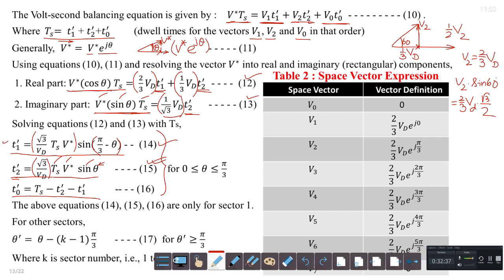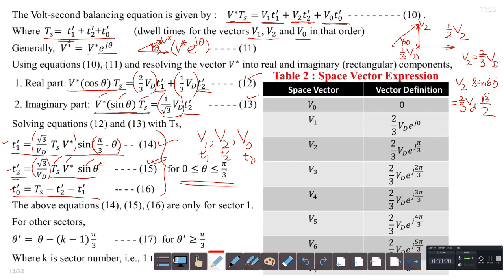T1 dash, T2 dash and T0 dash are the dual times for voltages V1, V2 and V0 when the reference voltage is in sector 1, that means angle theta is between 0 and pi by 3. Angle theta between 0 to pi by 3 is sector 1. So, voltage V star is obtained by applying the 3 voltages V1, V2 and V0, for what duration? V1 for time T1 dash, V2 for time T2 dash and V0 for time T0. These are the dual times which are given by these equations.